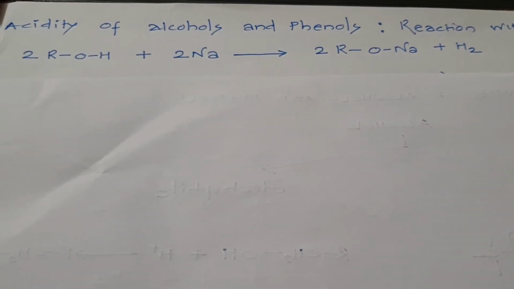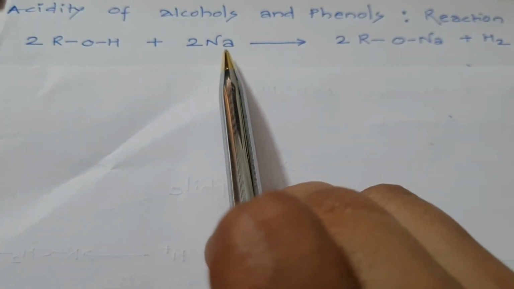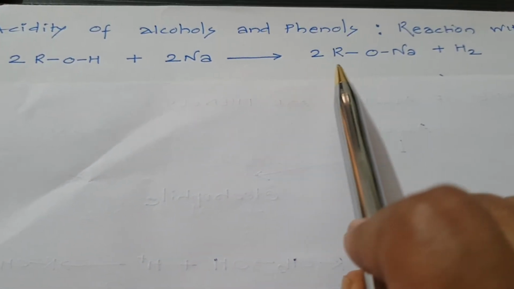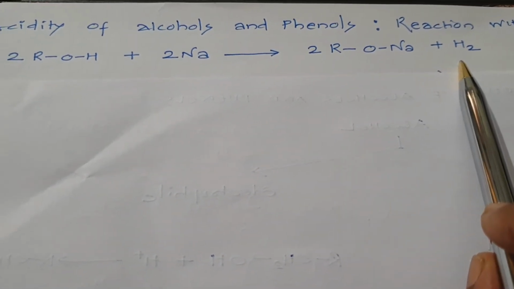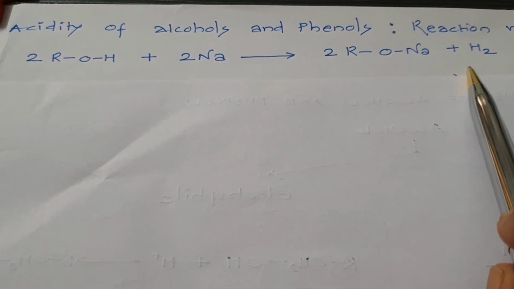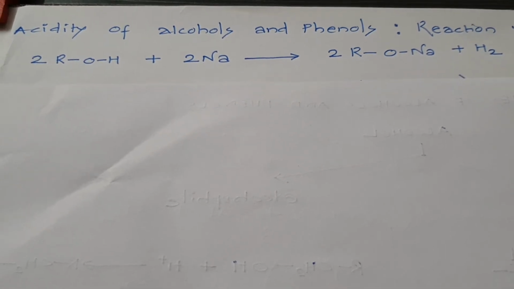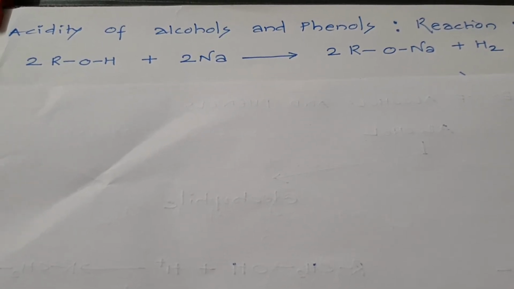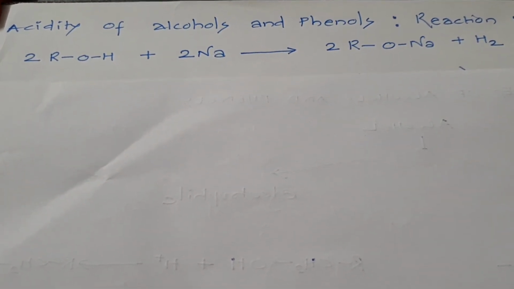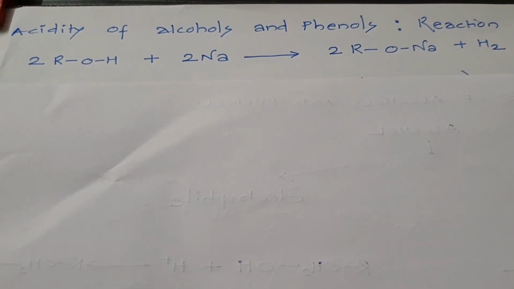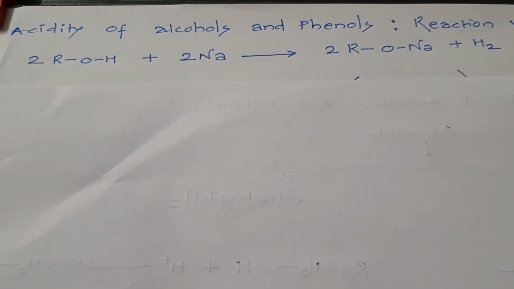Here we have the first reaction wherein an alcohol reacts with sodium metal to give sodium alkoxide, and hydrogen gas is released. This can also be carried out in a laboratory under proper precautions. If you drop a small sodium metal piece in alcohol, you find effervescence of hydrogen gas being released with the formation of sodium alkoxide.